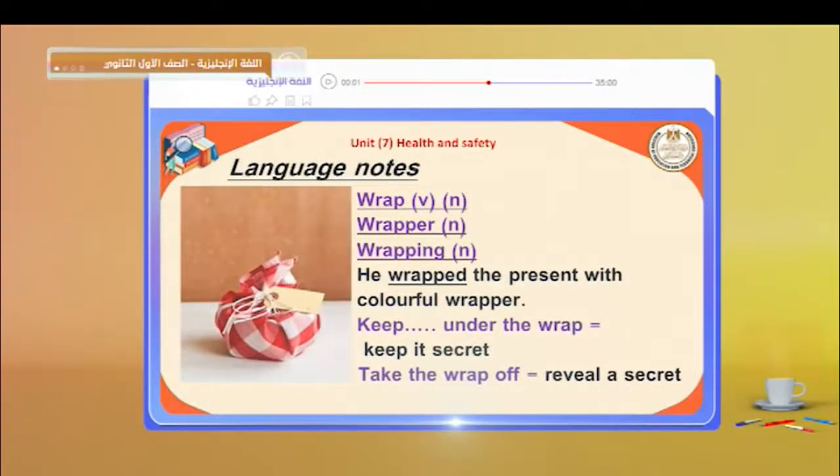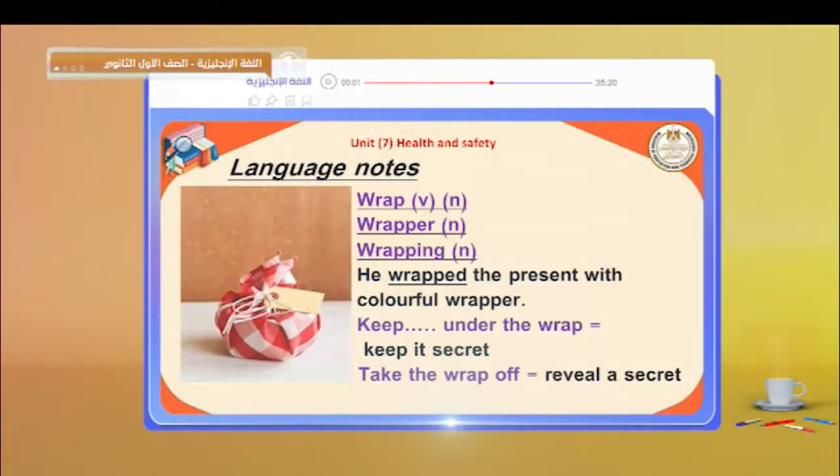Wrap is a verb, wrapper is a noun, and wrapping again is a noun. What's wrap? As you see here in the photo, this present is wrapped in colorful paper. He wrapped the present with colorful wrapper. So he wrapped the present means he covered the present with colorful paper. So wrap means to cover something with.